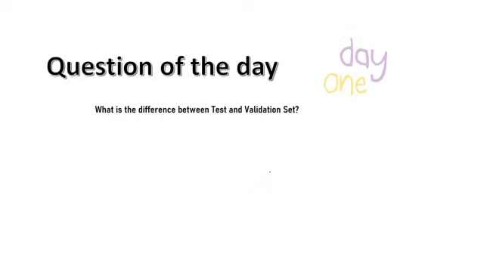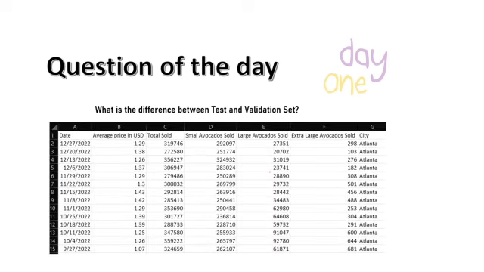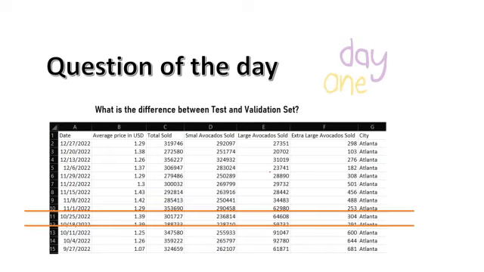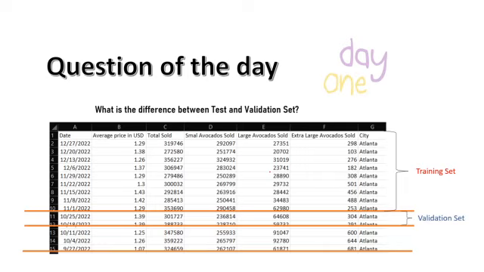what is the difference between the test and the validation set? So ideally, when you get a data set for machine learning, you will be dividing this data set into 3 parts. The major part of the data set will be used as a training set, which you will be using to train your machine learning algorithm. And the two other sets will be a validation set and a test set.